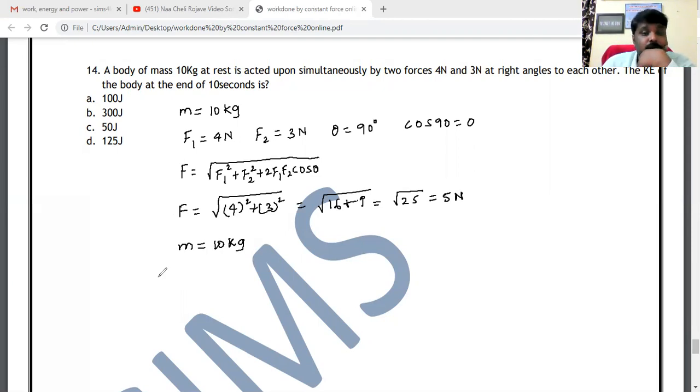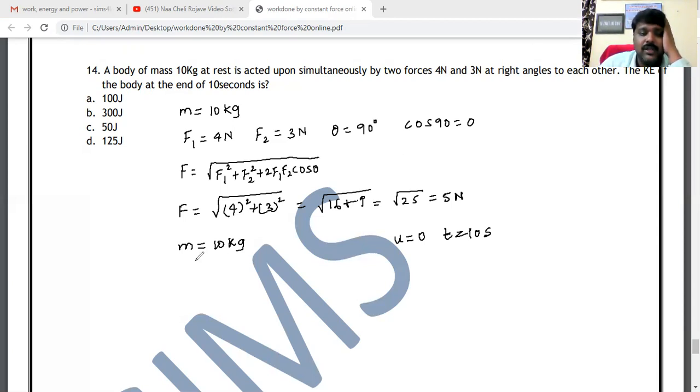Kinetic energy at the end of 10 seconds. Now, initially at rest, that is u equals 0. And time is also given, t equals 10 seconds. The other important thing in the 4 equations of motion is that 2 parameters are compulsory. One is initial velocity and the second one is acceleration. How should we find that acceleration?